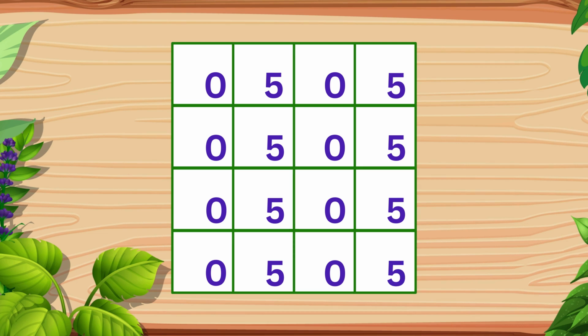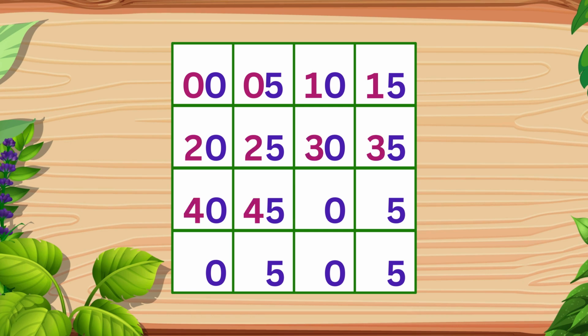Step 2. Fill in the tens digits. Now we add the tens digits in front of the numbers. For the top row, write 0, 0, 1, and 1 in front. In the second row, write 2, 2, 3, and 3 in front. For the third row, write 4, 4, 5, and 5. In the last row, write 6, 6, 7, and 7. And that's it. Our grid is ready.